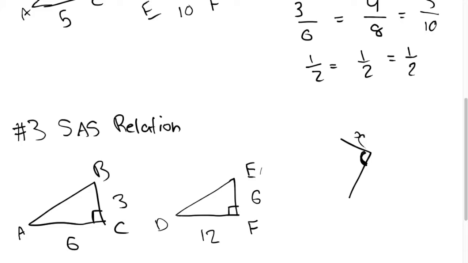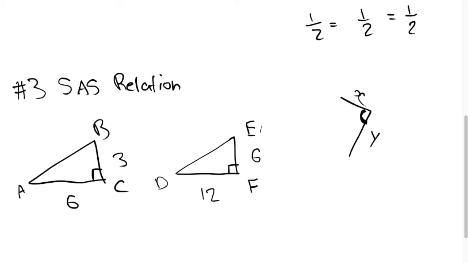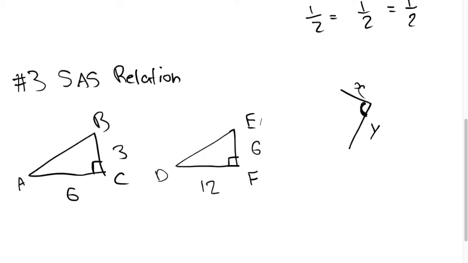So if you know x and y, the angle has to be in the middle for this relationship to work. So what you have to do to verify that two triangles share a side angle side relation is to again find the side proportions for both sides, and if they are equal, you can move on to seeing if the angle contained is the same.